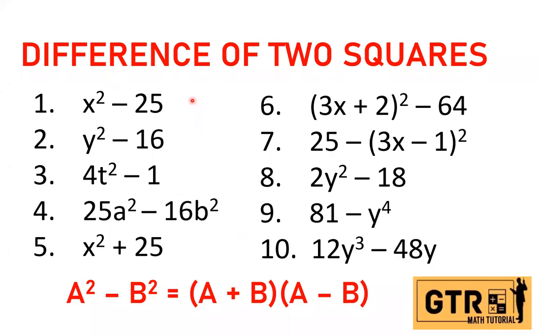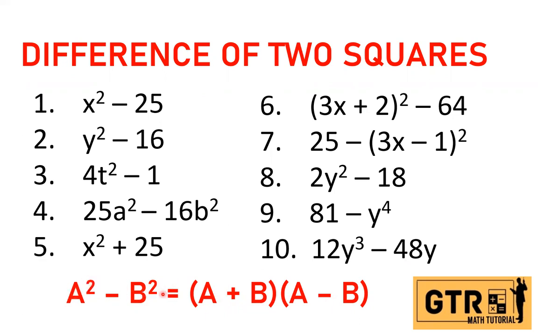For today's video, we will discuss another type of factoring, the difference of two squares. So ang formula para sa difference of two squares, so if we have a squared minus b squared, that is equal to a plus b times a minus b. So tatanggalin lang natin itong square and then we have the sum and the product of the sum and difference of the first term and the second term.